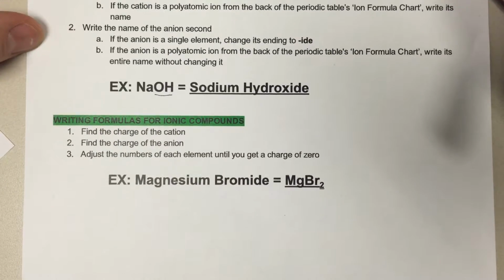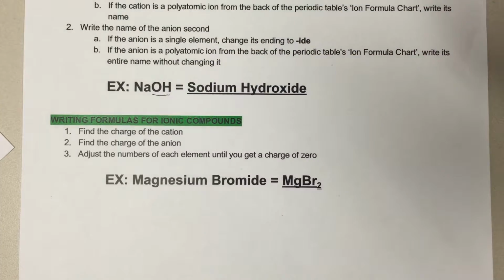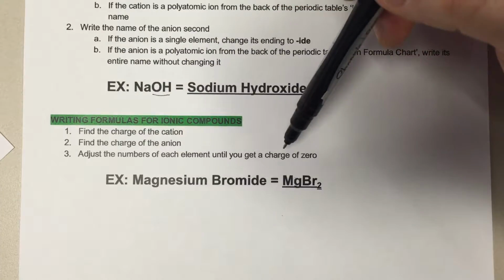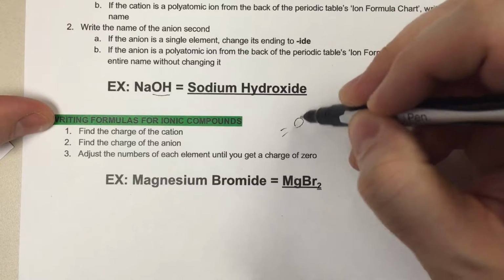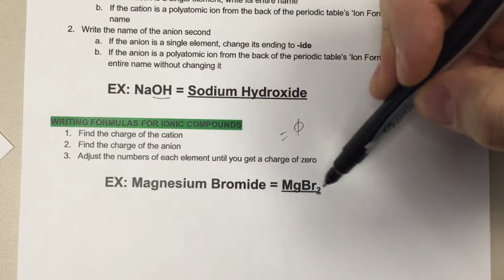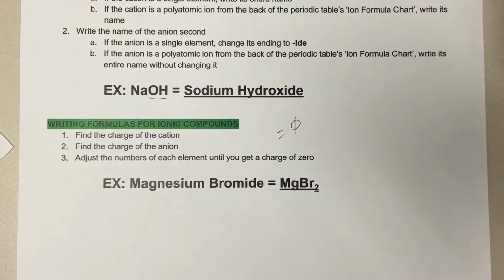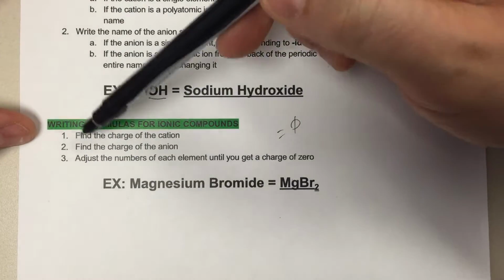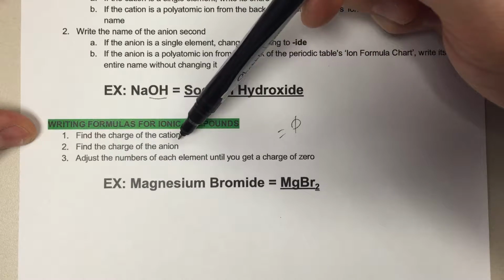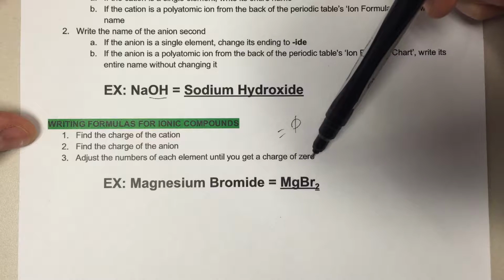So let's start writing these things. Writing ionic compounds, writing formulas for ionic compounds. Basically, you want the charge to equal 0. The left side of a compound has to have the same charge as the right side of a compound, and if it doesn't, you have to adjust the numbers of each until you have 0. Because that is going to be a correctly made ionic compound. So here's how you do it for simple ones. Find the charge of the cation. Find the charge of the anion. Adjust each number until you get a charge of 0.